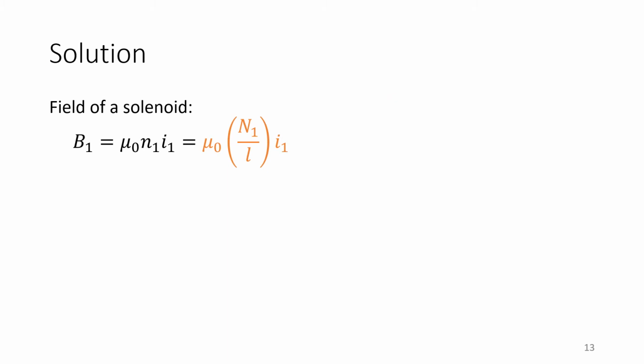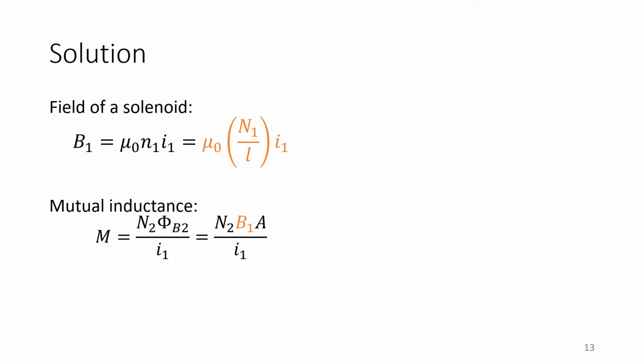So we first express the field of a solenoid to one that we know already, with the exception that we change small n1 to big N1 over L for now. We then re-express mutual inductance in terms of the product of B1 and A. So we're going to change phi B2 to B1 times A, with the assumption that your magnetic field is just parallel to the area vector.